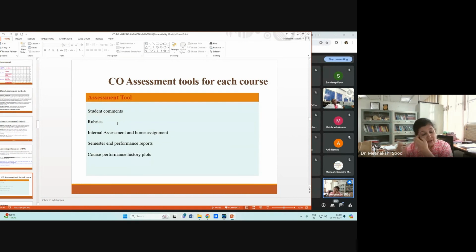The sir will be talking about it. What I want to focus upon is that for the attainment of the COs, the various assessment tools should be employed, which should not be subjective. The reliability and validity of the assessment tools, whether they are question papers or assignments.